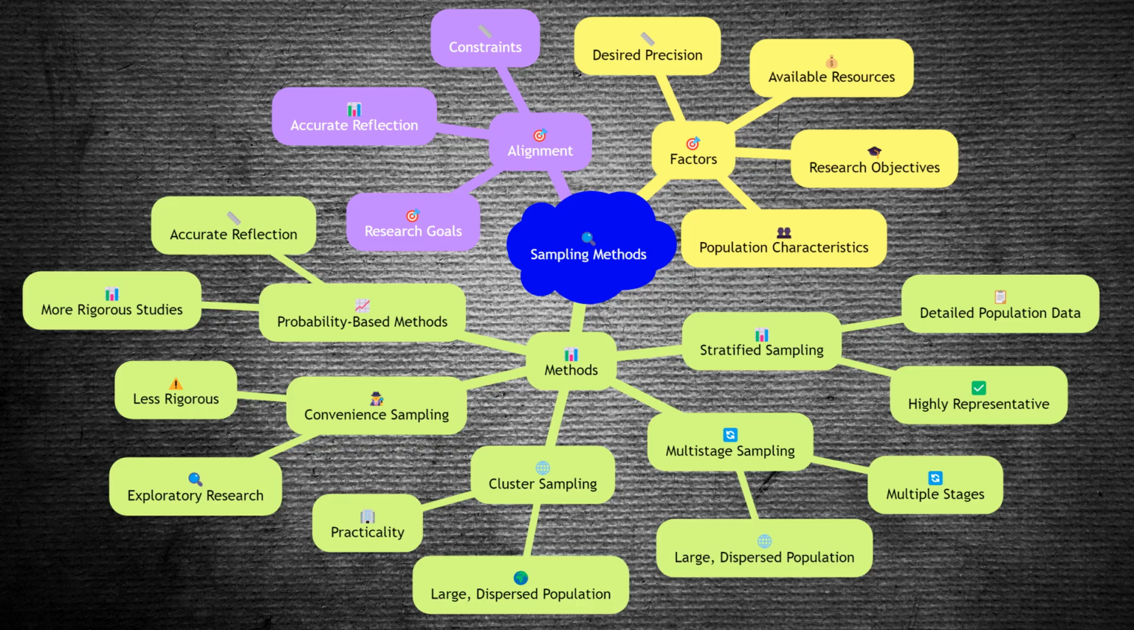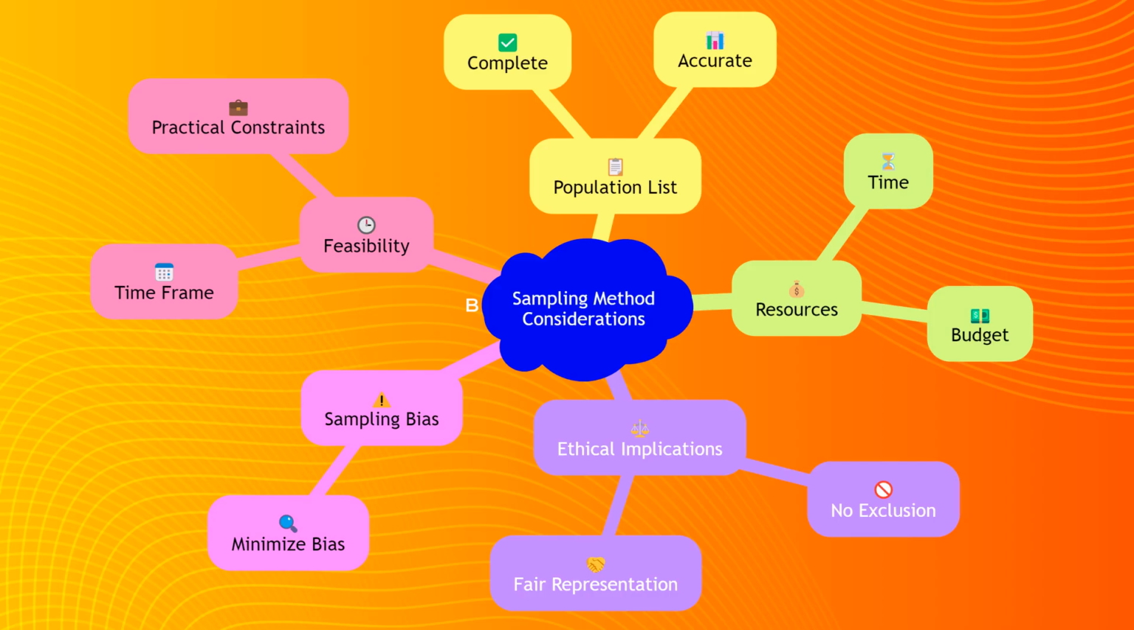the population. When implementing a sampling method, several practical considerations come into play. These include the availability of a complete and accurate list of the population, the resources required for data collection, and the potential for sampling bias. It's also essential to consider the ethical implications of your sampling method, ensuring that it does not unfairly exclude certain groups. Additionally, the chosen method should be feasible within the given timeframe and budget.